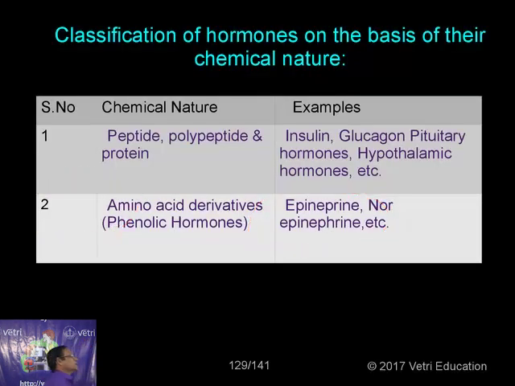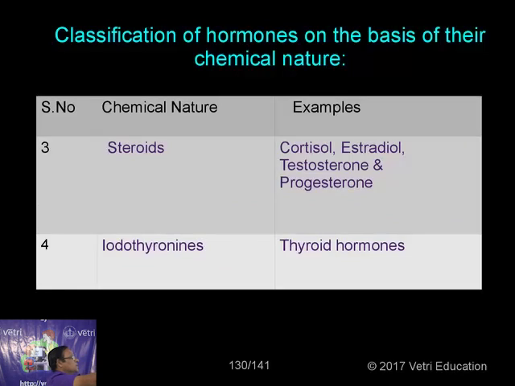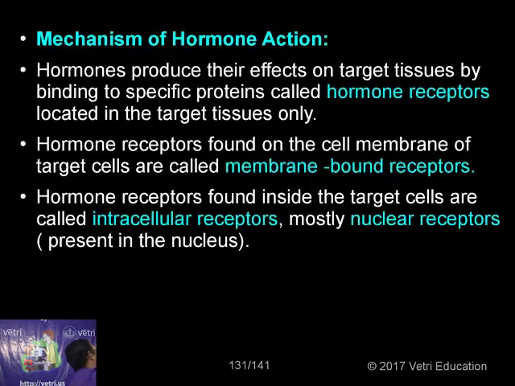Okay. Now, the classification of hormones at the beginning itself: you see the chemical nature of the hormones, either peptide, polypeptide, protein, or amino acid derivatives. That's also very important. Steroids, mainly the sex hormones, the corticoids, etc. Iodothyronines are nothing but the thyroid hormones. And then the mechanism of hormone action, which I will take in the 12th standard. So this is the only one left, nearly 10 pages.